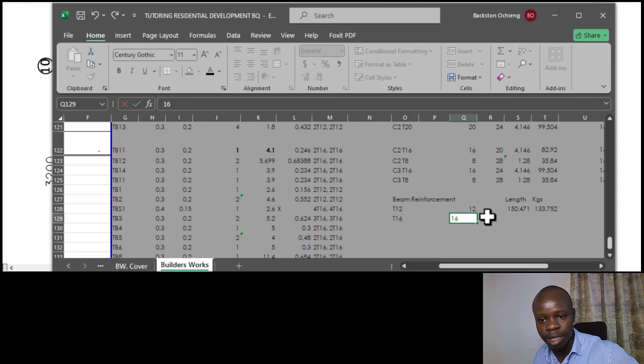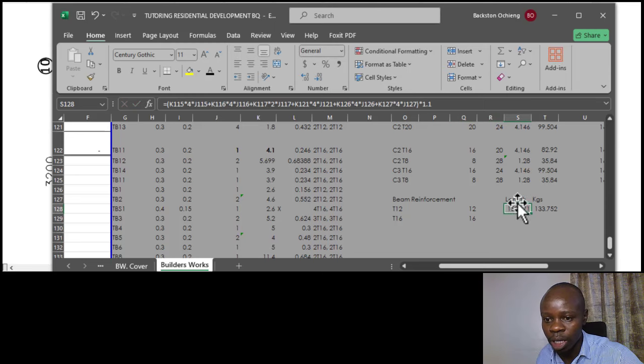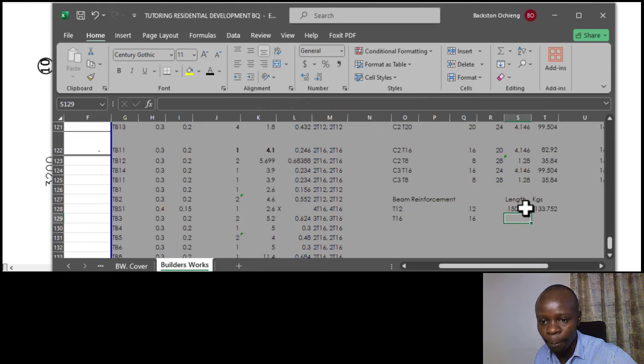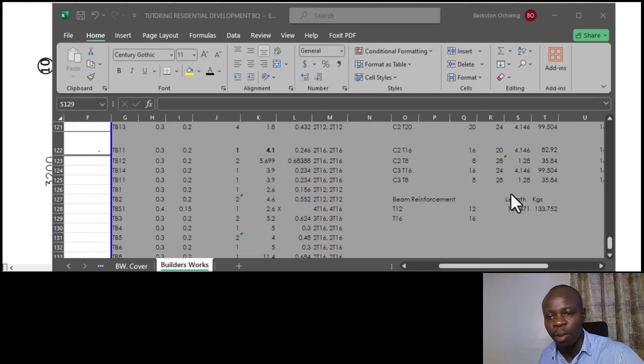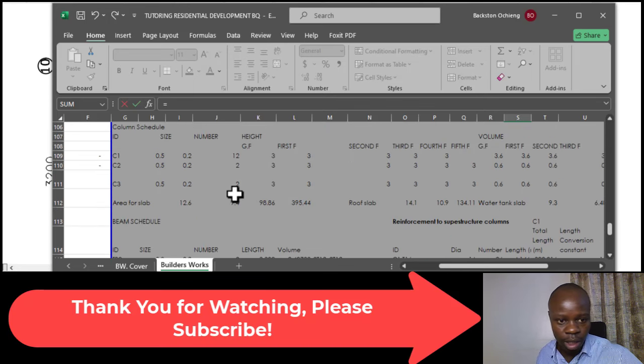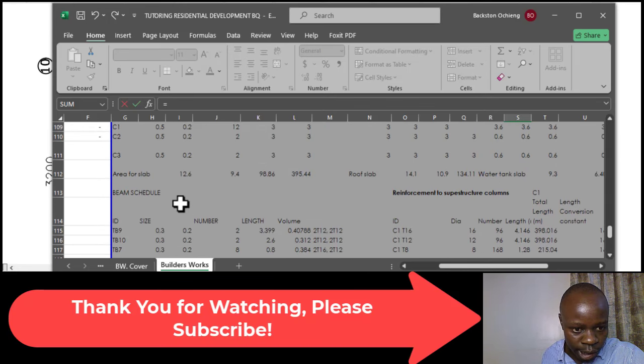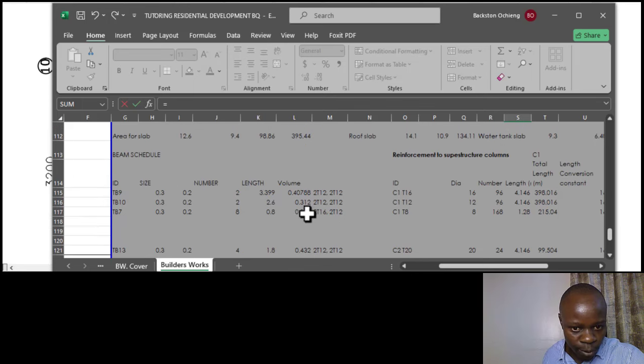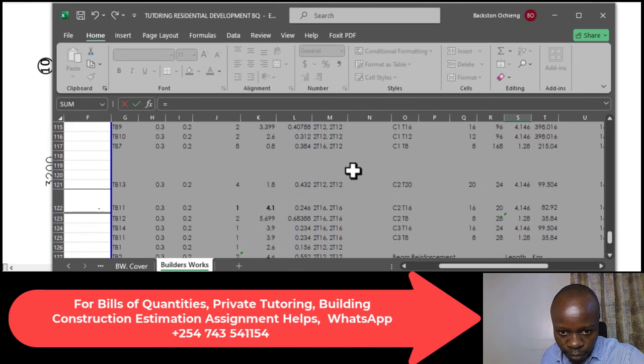T16, the diameter is 16, but then now I want us to get the total length of those particular bars. So basically we'll repeat what we've done to get the T12, equal to, okay, let's start from this first one, T12.